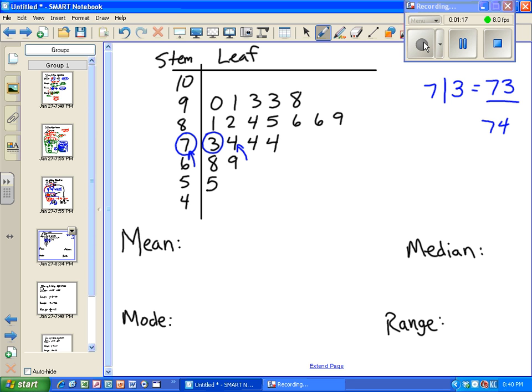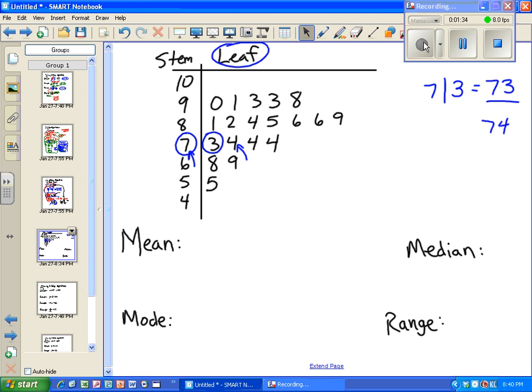So each one of the numbers on the leaf side represents a different data point. So just in case you were unfamiliar with these plots, once you realize that, they're not that difficult to sort through. Now let's look at how we find some of these measurements when we're looking at it in this context.